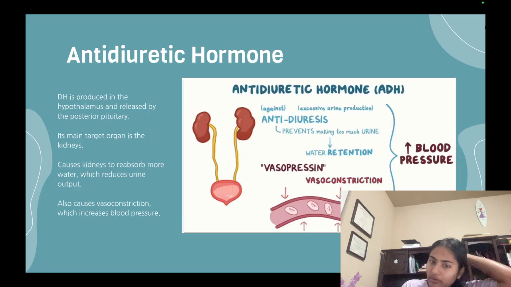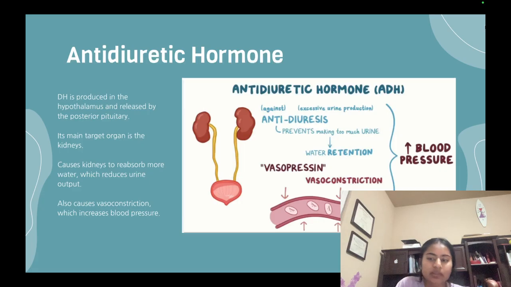So overall, this hormone is very important for preventing dehydration and keeping the body's water level stable. If ADH is not released, or if the kidneys don't respond to it properly, this is where disorders such as diabetes insipidus can occur.